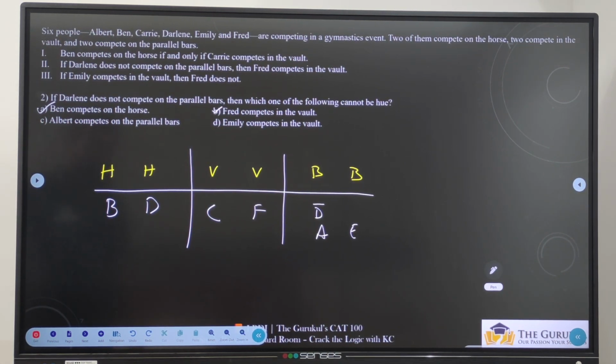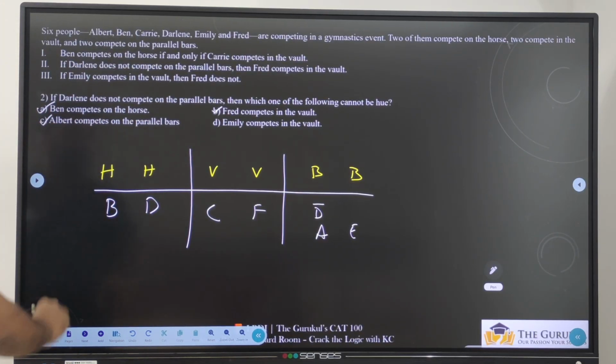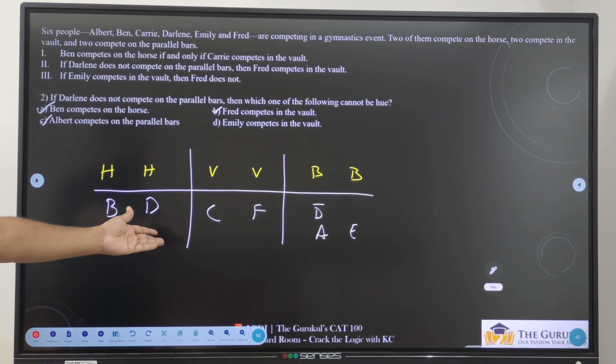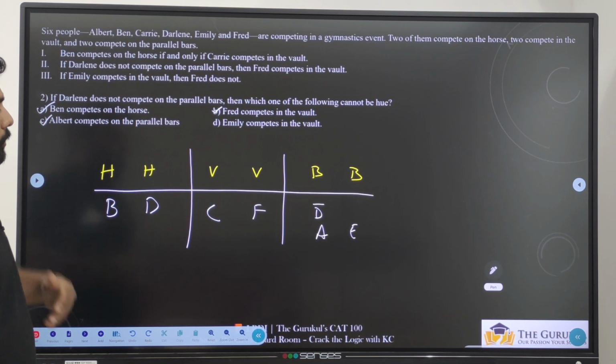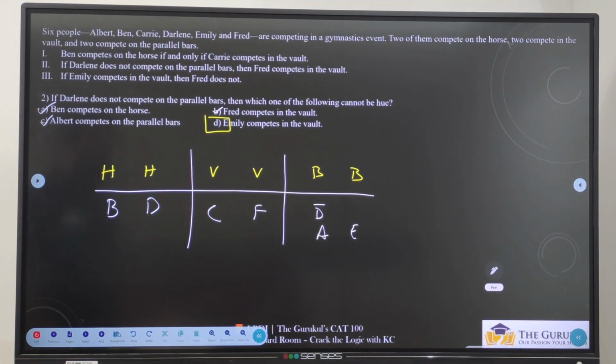A competes on the parallel bars. A is competing in the parallel bars, so this is also true. E competes in the vault. E is not competing in the vault. This cannot be true, which means this can be true in few cases maybe, but not always. That has a possibility of not happening also.